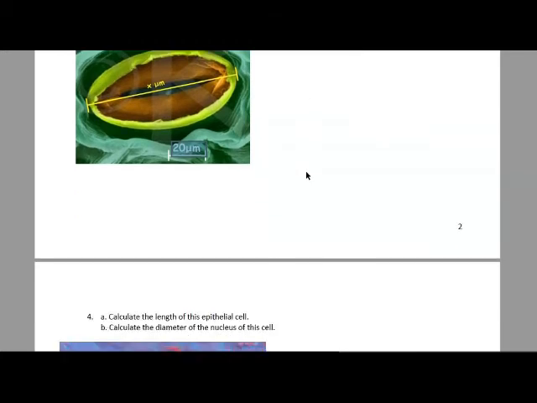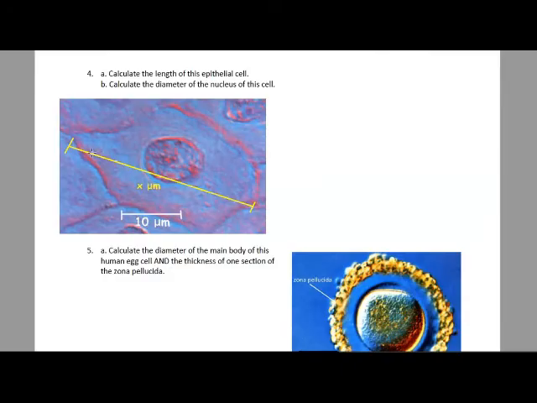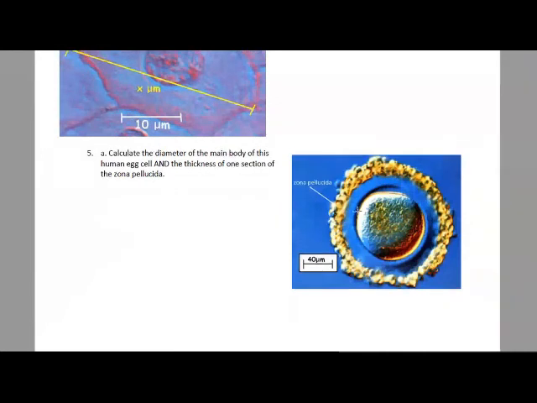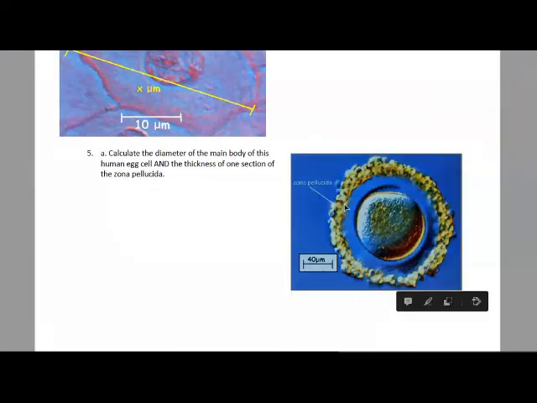And the same goes for the rest of the exercises. You're given the length of the cell, the scale bar with the value. In this exercise, you're not given the line, but you can measure. It says the diameter of the main body of the human cell.